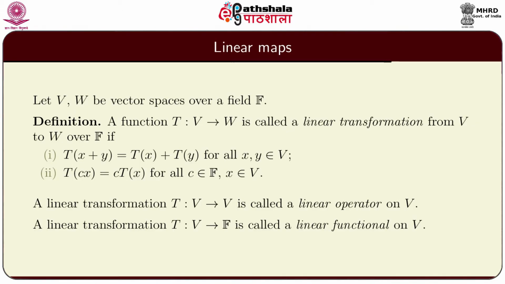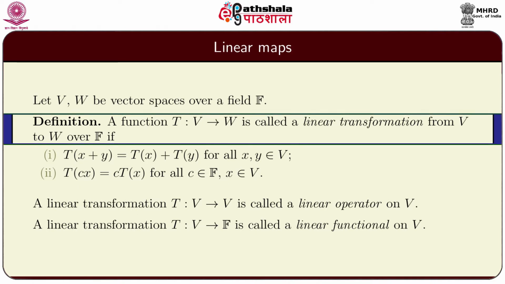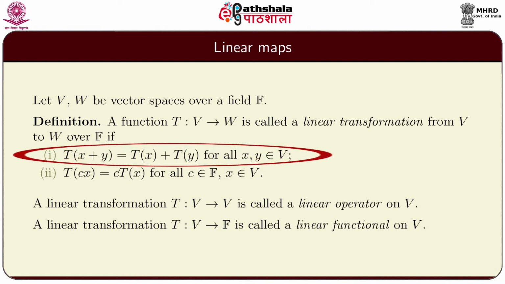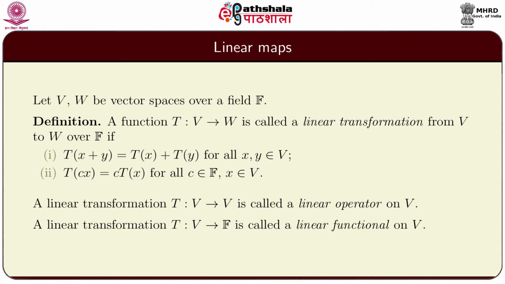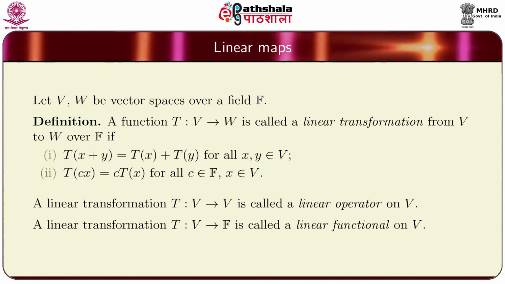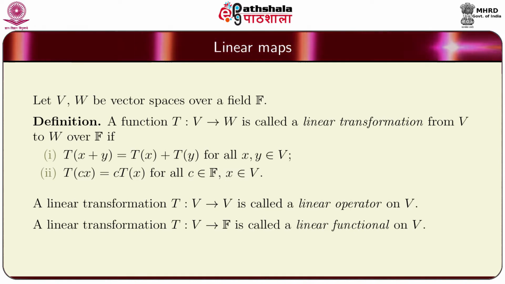Let V and W be vector spaces over a field F. A function T from V to W is called a linear transformation or a linear map from V to W over F if it satisfies two conditions. The first one, which is called additivity, that is T(x + y) = Tx + Ty for all x and y in V, and the second one, which is called homogeneity, that is T(cx) = cTx for all scalars c in F and vectors x in V.